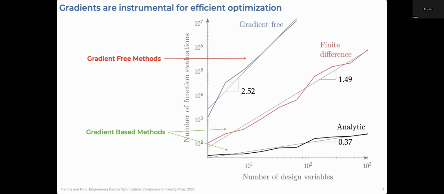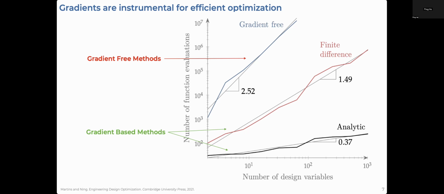To do all this work, we use gradients, and gradients are instrumental for efficient optimization. This is because gradient-free methods, where you don't use model derivatives, scale very poorly, especially as problems get larger. You can see on the top side of this graph, which shows the number of function evaluations with respect to the number of design variables, the gradient-free line is quite steep. When we start hitting maybe 10 or 100 design variables, we get a prohibitive number of function evaluations necessary, looking at even 10 to the 7th.